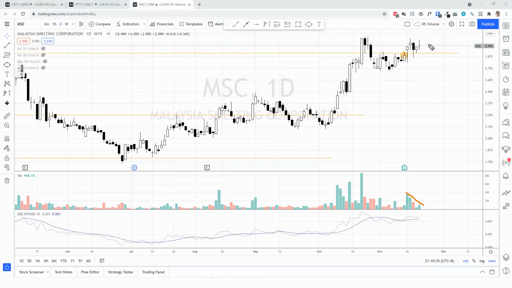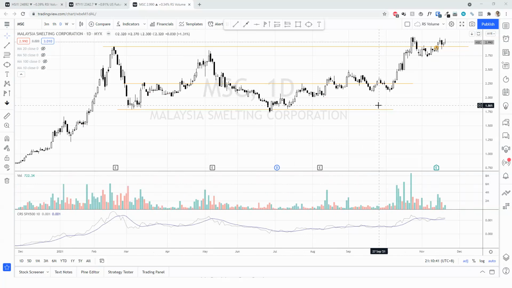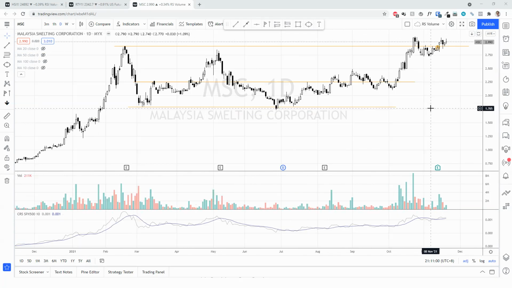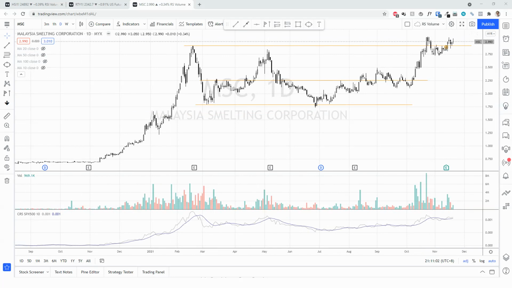So I believe that it still offers some decent reward to risk. And hopefully it can just break out of the all-time high. I believe this is the all-time high here, the swing high. And yeah, that could be a huge accumulation structure. So I would tend to hold it for long term or slightly longer term for MSC. All right, so your stop will be naturally just below this swing low level.